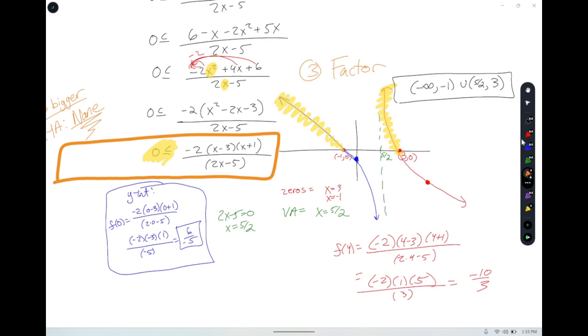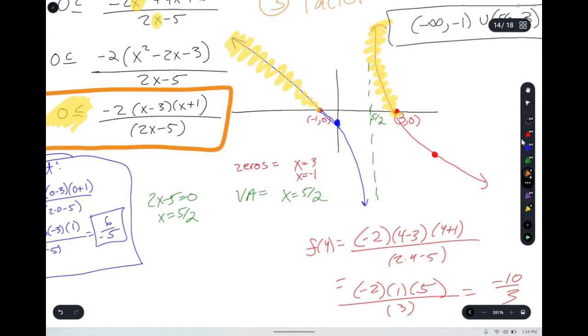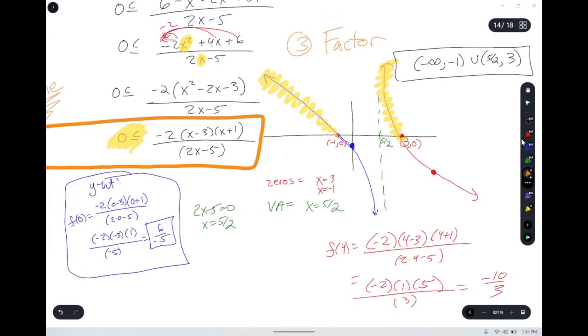Can you draw your horizontal? Can you draw your vertical? Can you plot your x-intercepts? Can you plot your y-intercepts? And then find any extra little stuff to help you know where to draw the lines at. Which this one, it only took one extra thing we kind of see.